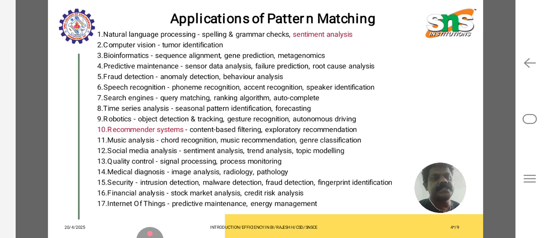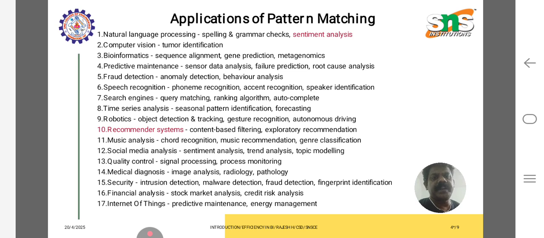Speech recognition is phoneme recognition, also useful for recognizing the accent or identifying the speakers. Search engines, query matching and ranking algorithms or autocompletion features. In time series analysis, seasonal pattern identification and forecasting, and robotics, where objects can be detected by tracking, gesture recognition, and autonomous driving, etc. In recommendation systems, content-based filtering and exploratory recommendation, and in music analysis, chord recognition, music recommendation, genre classification, etc.